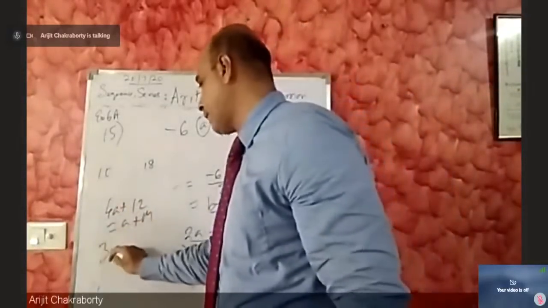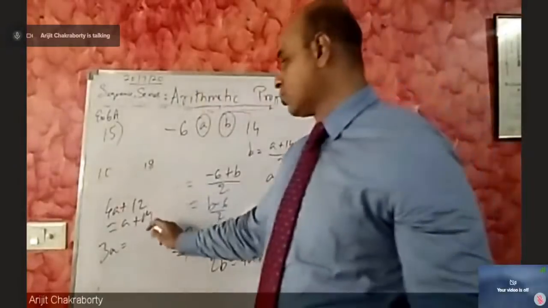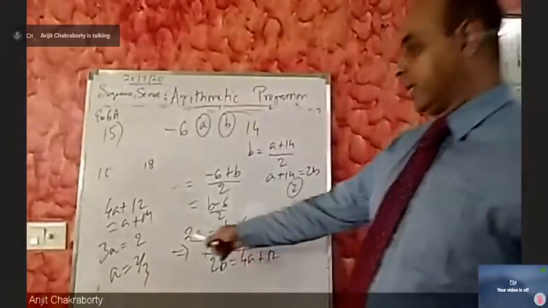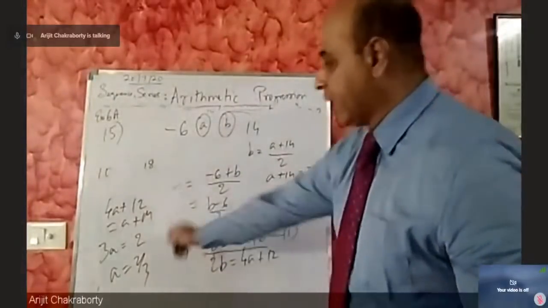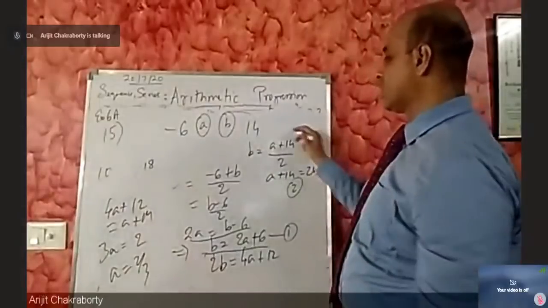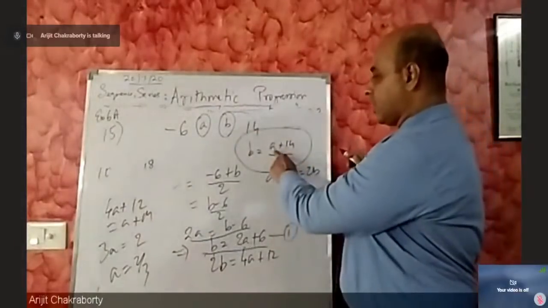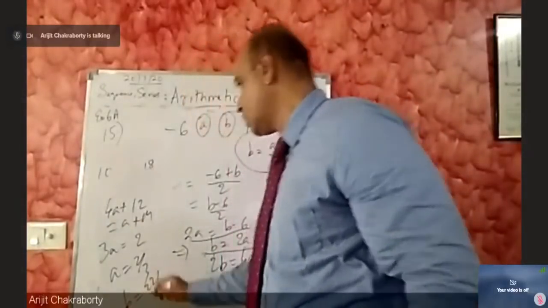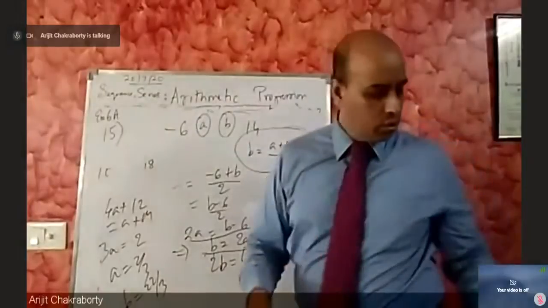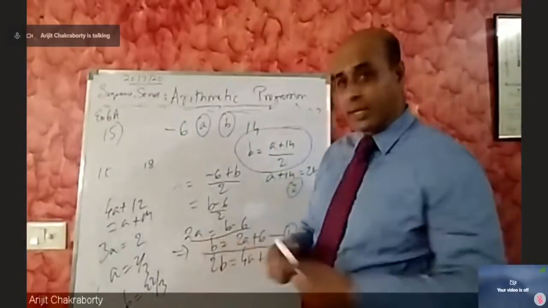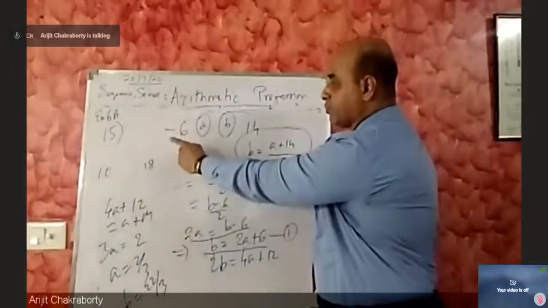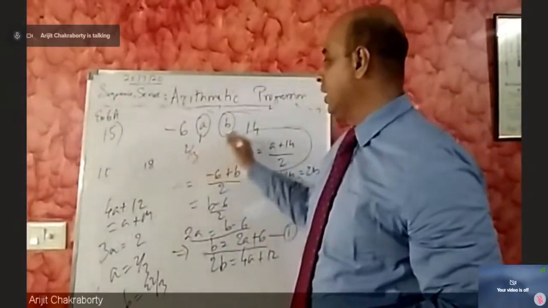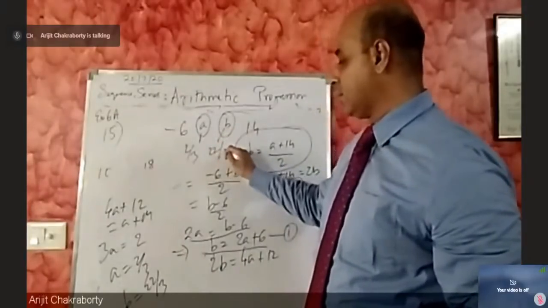Which means 3A equal to 14 minus 12, that is 2. So A is 2 by 3. So we are getting A equal to 2 by 3. If A is 2 by 3, then from this equation, if you put 2 by 3 here, B will come to 22 by 3. Okay? So we have got the value of A and B, that is the two means which can be inserted between minus 6 and 14. So A is coming to 2 by 3 and B is coming to 22 by 3.